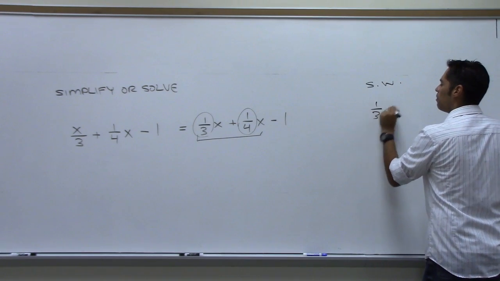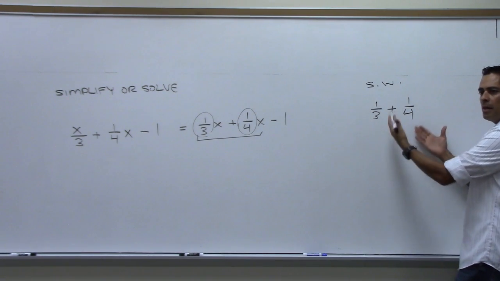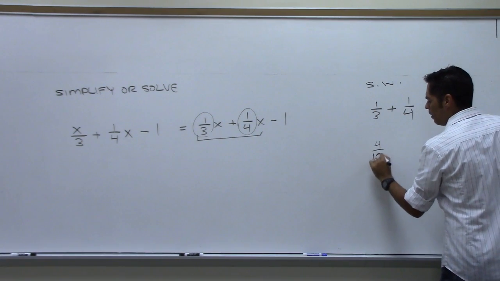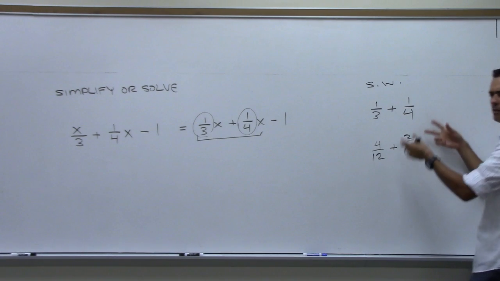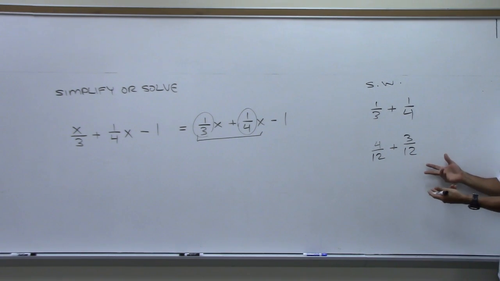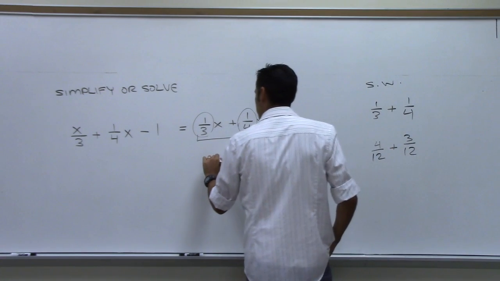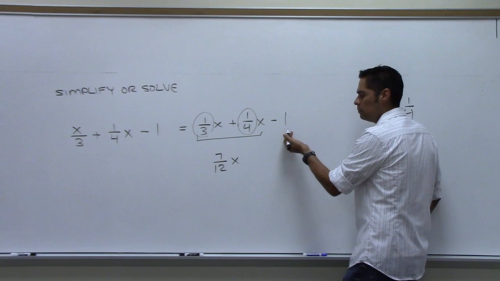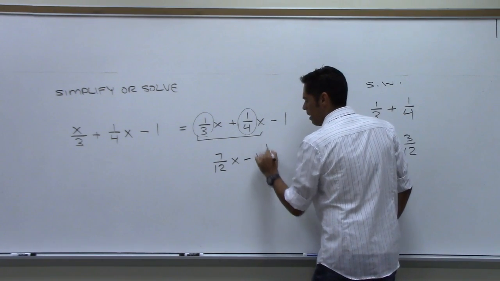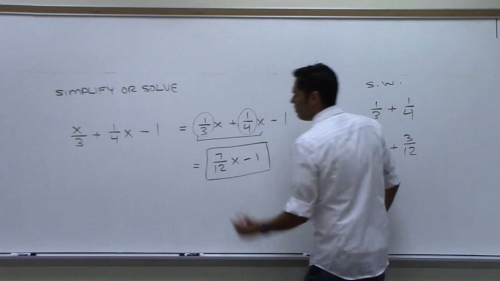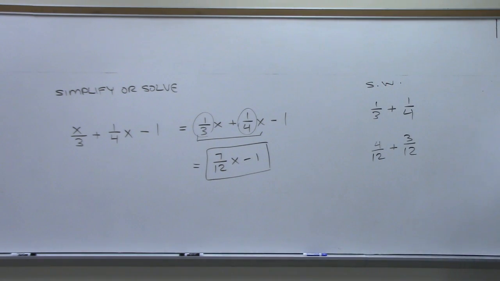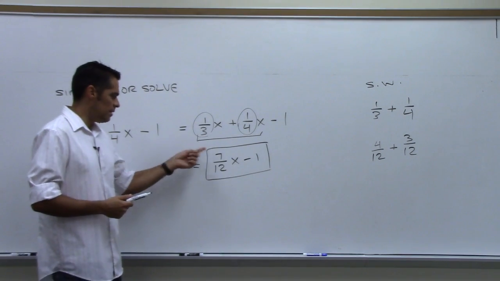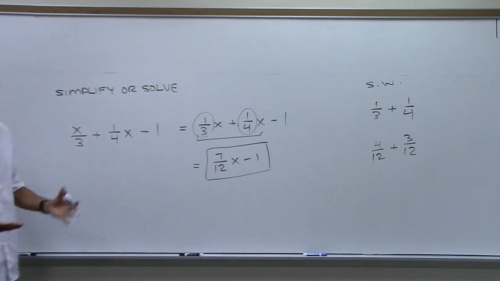So you really just have to do some scratch work over here. You just have to put 1/3 plus 1/4. Get your common denominator, right? Multiply by what you need to multiply by. You should get something like 4/12 plus 3/12, right? If you do this, that'll give you 7/12. So this becomes 7/12 x, and then you still had what over here? Minus 1. And that's it. You box it. That is the simplified expression. X over 3 plus 1/4 x minus 1 is equivalent to 7/12 x minus 1. Done.